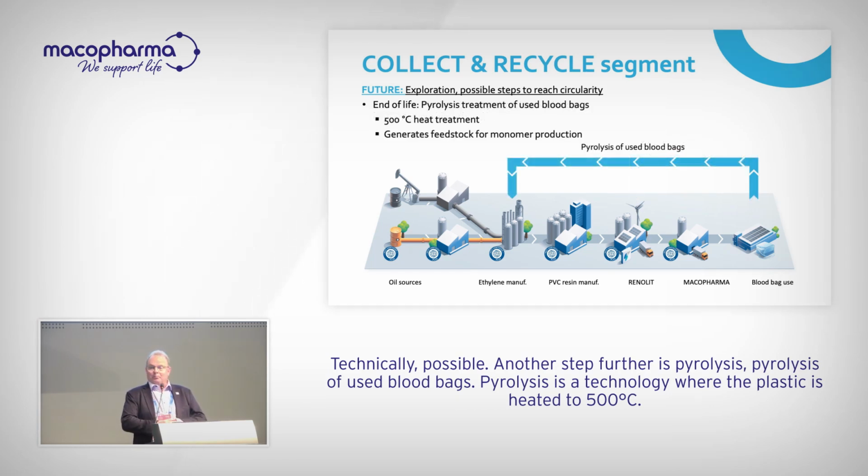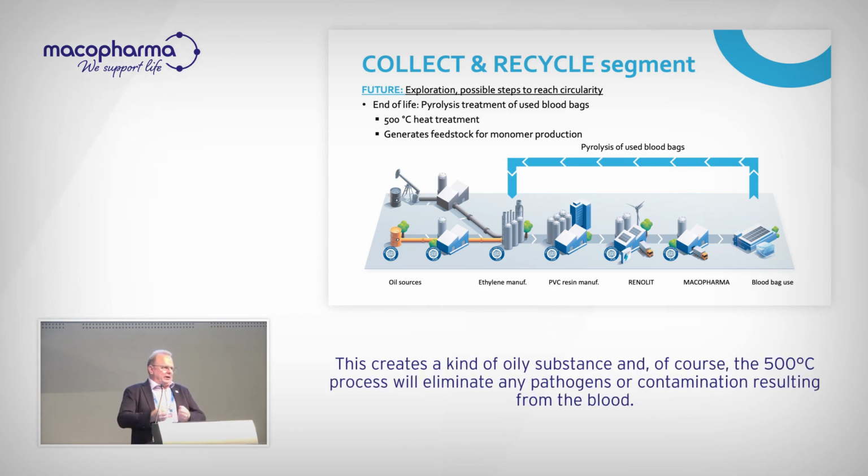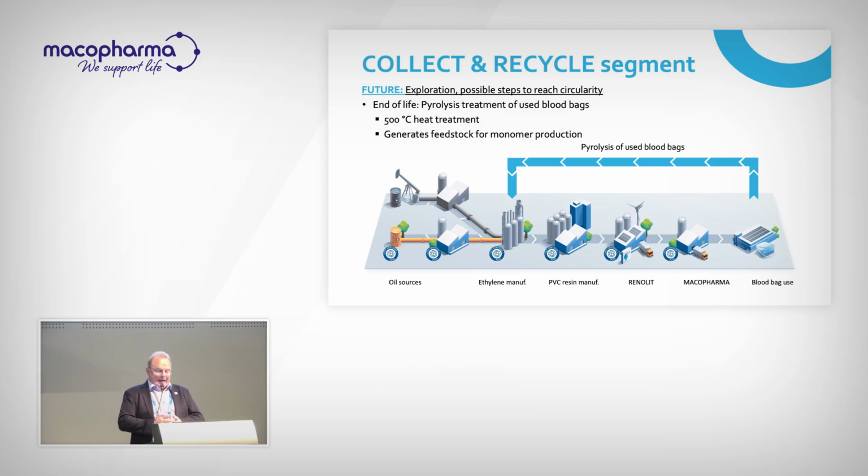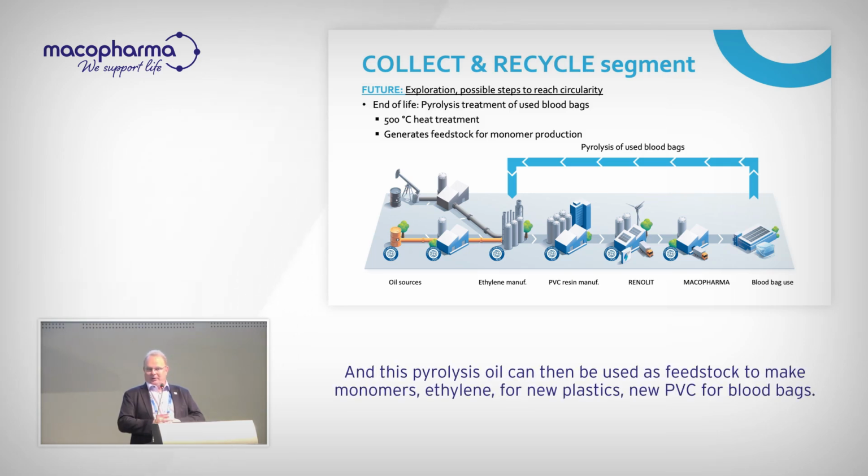Another step further is pyrolysis. Pyrolysis of used blood bags. Pyrolysis is a technology where the plastic is heated to 500 degrees Celsius. This creates a kind of oily substance, and of course the 500 degrees Celsius process will eliminate any pathogens or contamination resulting from the blood. And this pyrolysis oil can then be used as feedstock to make monomers, ethylene, for new plastics, new PVC for blood bags.